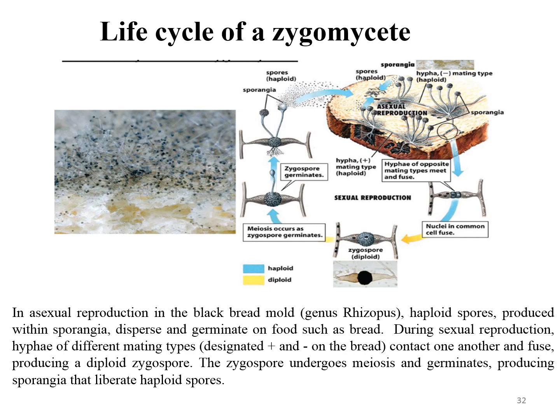During sexual reproduction, hyphae of different mating types, plus and minus, on the bread contact one another and fuse, producing a diploid zygospore. You can see in the picture the zygospore undergoes meiosis and germinates, producing sporangia that release haploid spores. In this way they complete their life cycle.